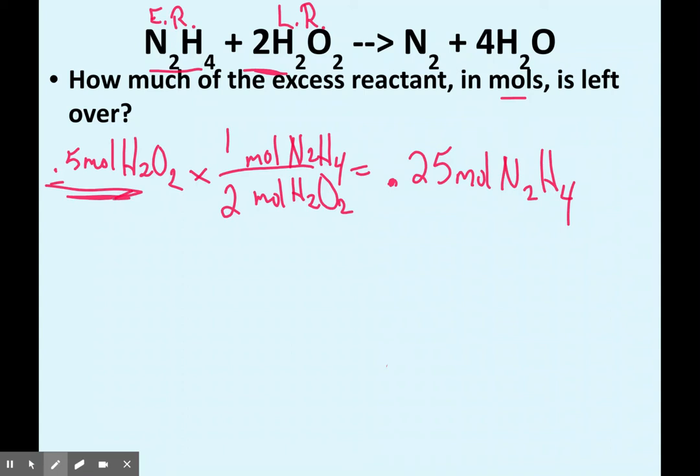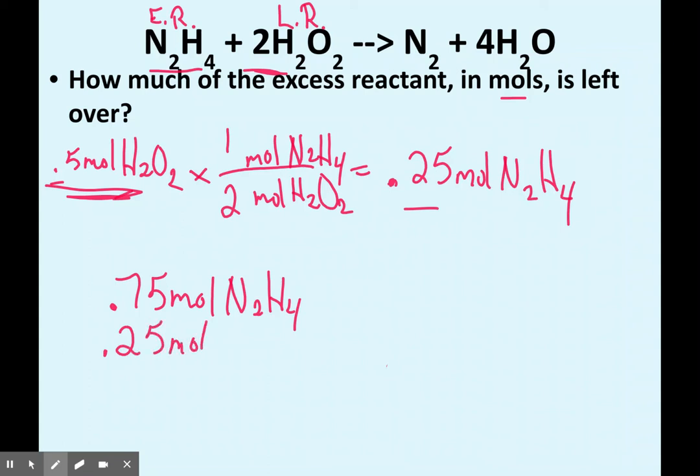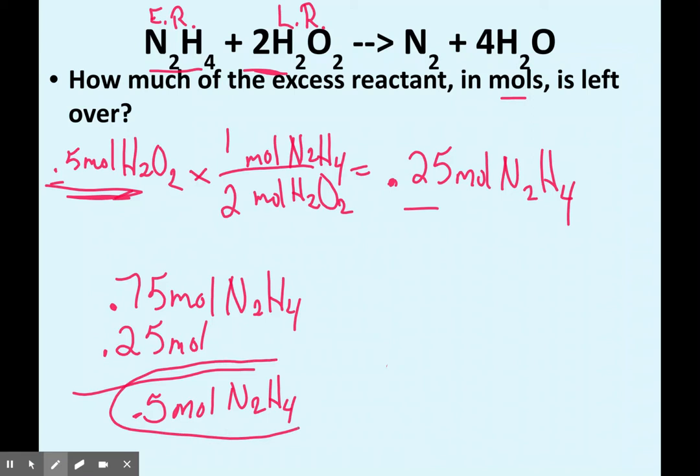This wants to know how much is going to be left over. Well, if you go back to the previous equation, it said we started with 0.75 moles of N2H4. We're going to use 0.25 moles. So how much is left over would be 0.5 moles of N2H4. And that would be our answer.